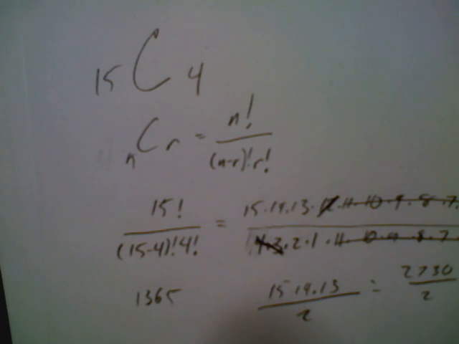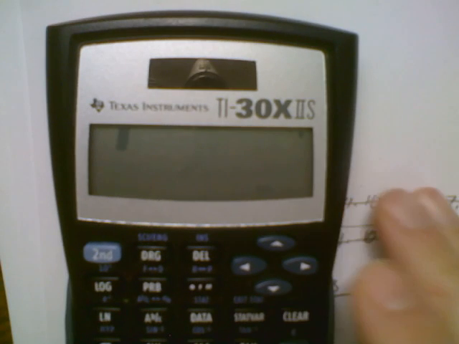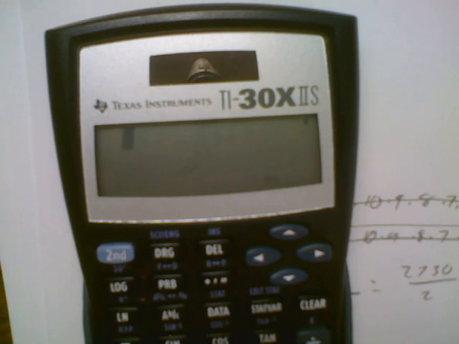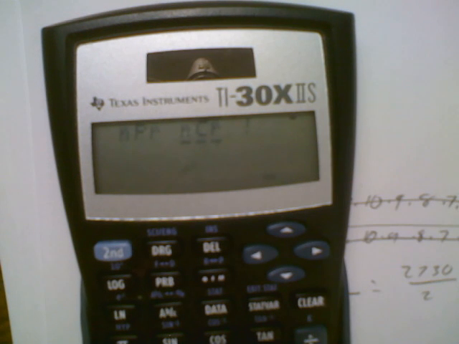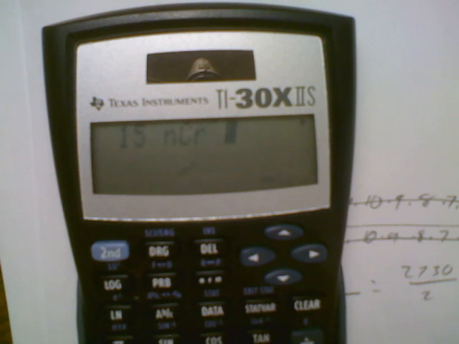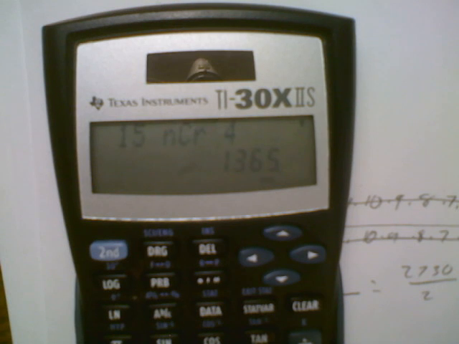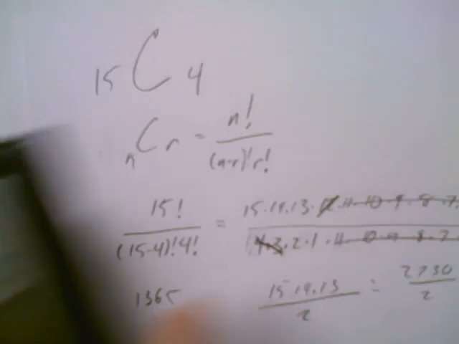Again, we can type this into our calculator. We can say 15, PRB, scroll over to nCr, 1365. It did it for us. We don't have to go through all of that stuff if we don't want to. But of course, me being the teacher, I have to actually show you how it works. So we're going to do just one or two more, and then that'll pretty much be it for today.